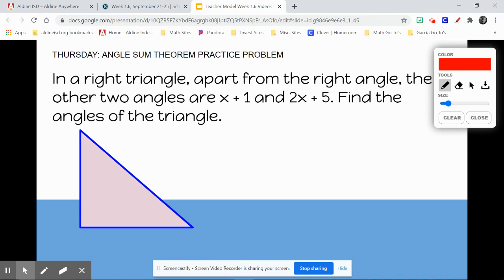So here, it tells me I have a right triangle, so I have to have a right angle. It also tells me my other two angles are x plus 1 and 2x plus 5.